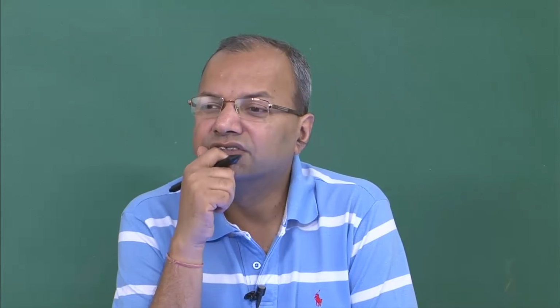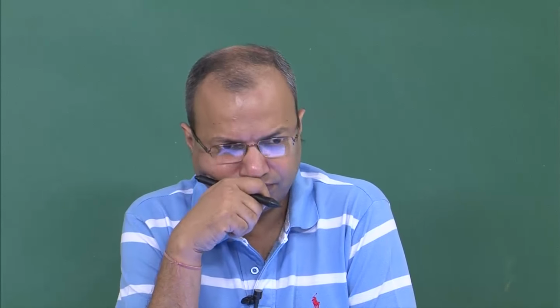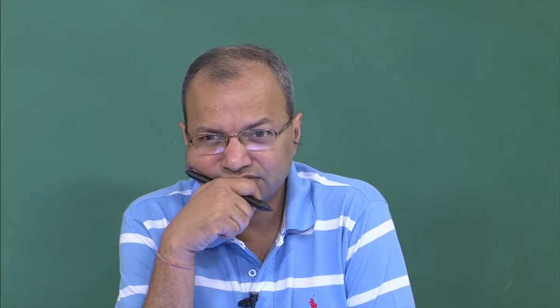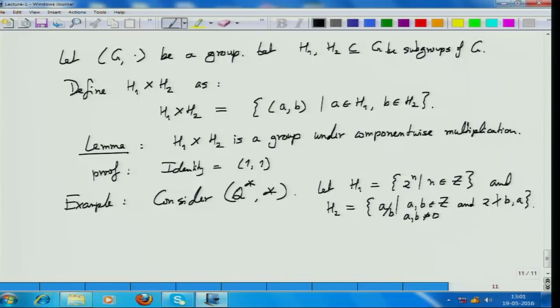Is this a subgroup of Q star under multiplication? Yes or no? If yes, then why? B by A is of the same form, odd by odd. Yes. Identity is 1 by 1, again the same, correct? Other properties are basically fine. The key thing is the closure. A by B times A prime by B prime: A prime is odd, so the product of the numerators is odd, B prime is odd, so the product of the denominators is odd, and therefore everything takes care of itself. So, this is also a subgroup.